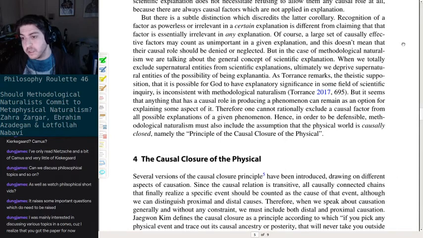As Torrance remarks, the theistic supposition that it is possible for God to have explanatory significance in some scientific inquiry is inconsistent with methodological naturalism. But it seems that anything that has a causal role in producing a phenomenon can remain as an option for explaining some aspect of it. Therefore, one cannot rationally exclude a causal factor from all possible explanations of a given phenomenon. Hence, in order to be defensible, methodological naturalism must also include the assumption that the physical world is causally closed, namely the principle of causal closure of the physical.